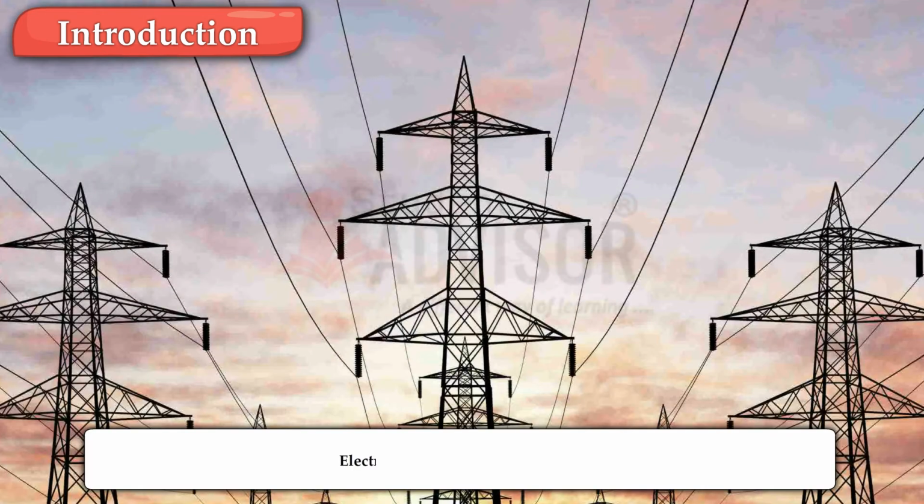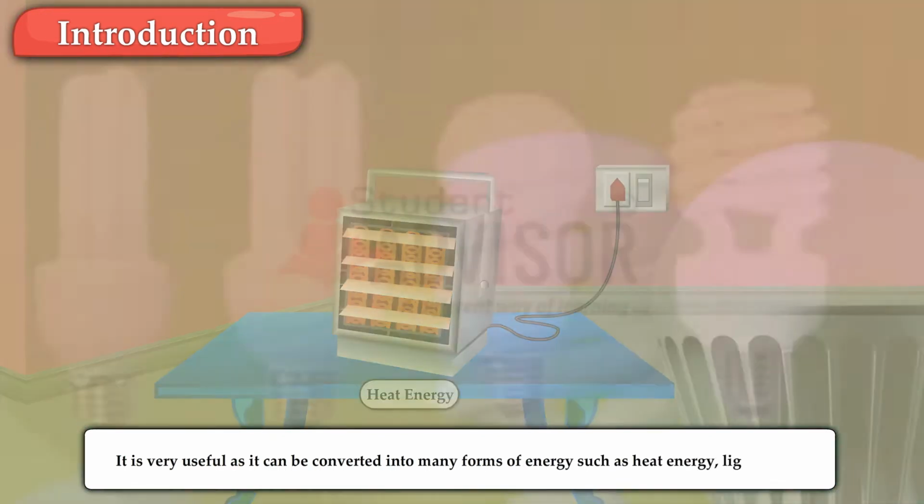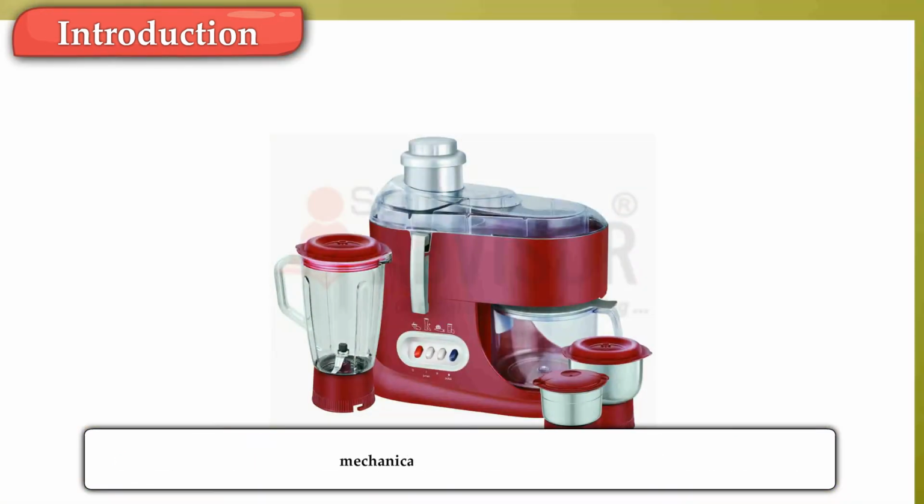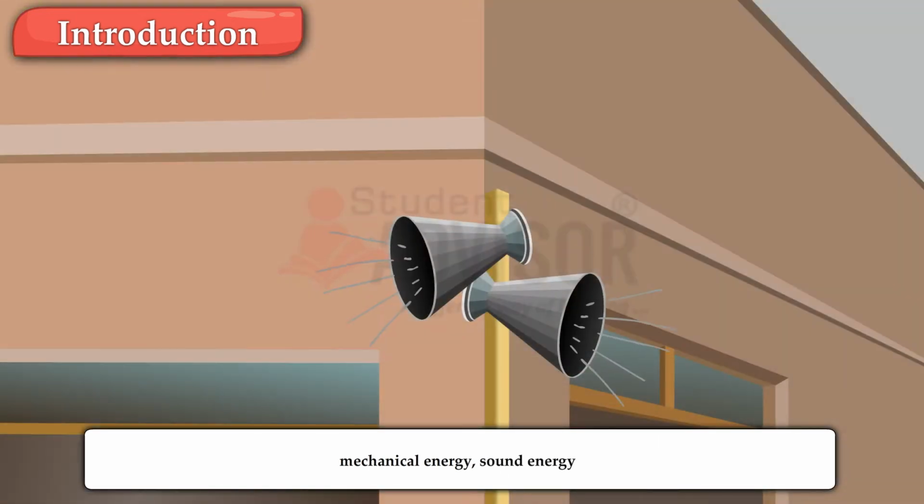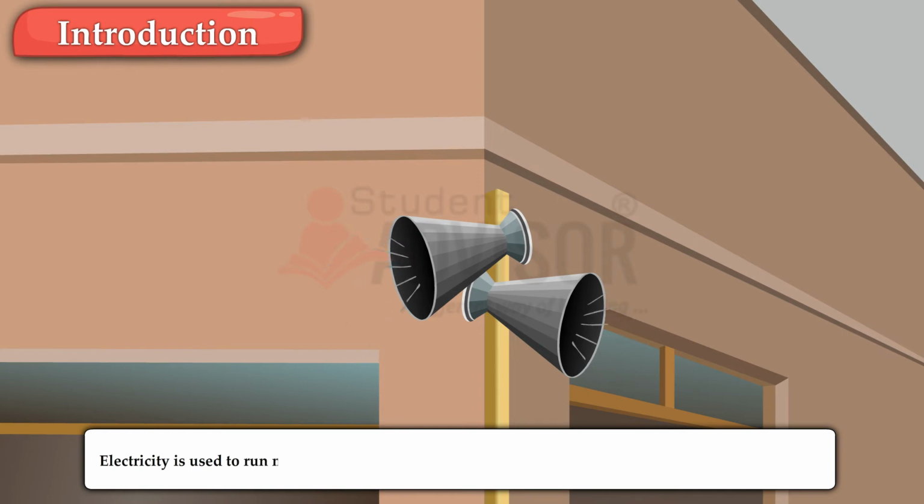Electricity is a form of energy. It is very useful as it can be converted into many forms of energy such as heat energy, light energy, mechanical energy, sound energy, etc. Electricity is used to run many electrical appliances in our day-to-day life, which makes our work easier.